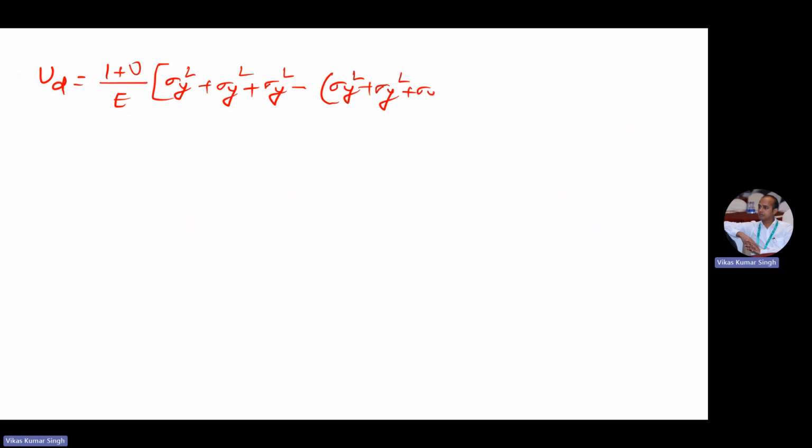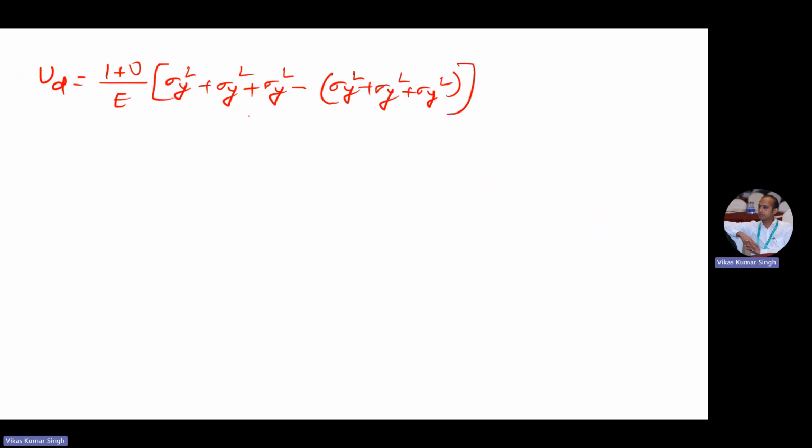So U_D will become now what? We wrote (1 plus nu) by 3E, and here it was sigma 1 square. So sigma y square plus sigma y square plus sigma y square, minus, here it was sigma 1 and sigma 2, so sigma y into sigma y, it will become sigma y square plus sigma y square plus sigma y square. Okay, but we are making one mistake.